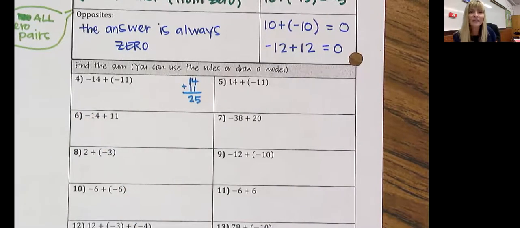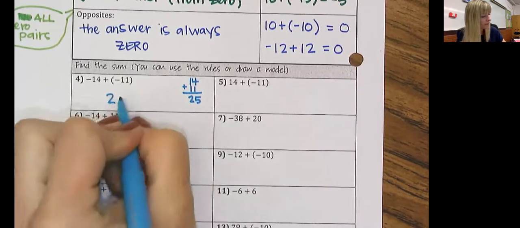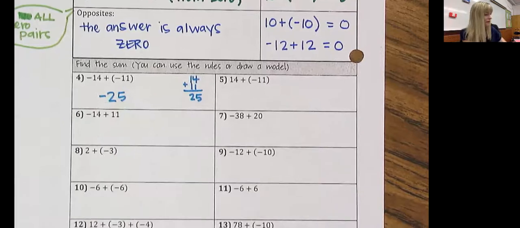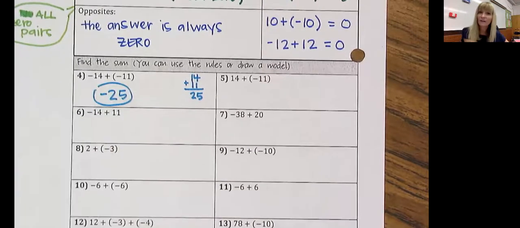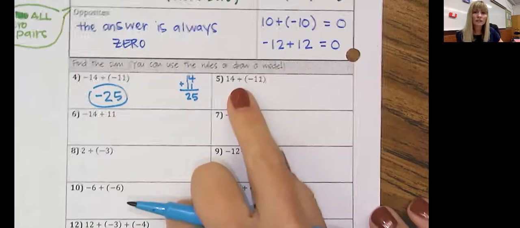And now I apply the next part. Same signs add, keep the common sign. So my final answer is negative 25. Same signs add, keep the common sign. Now, one more, take a look at this one.